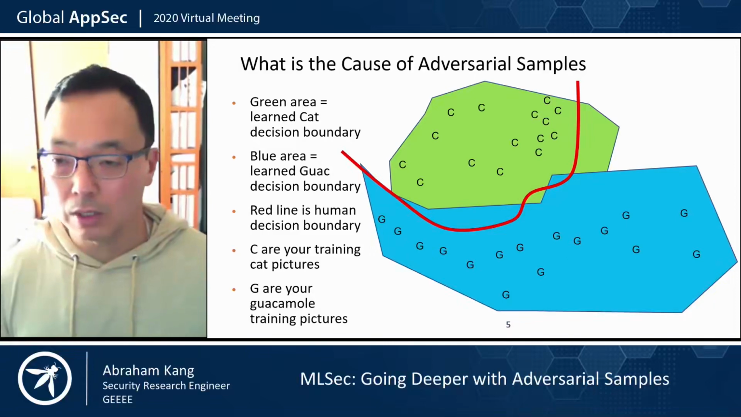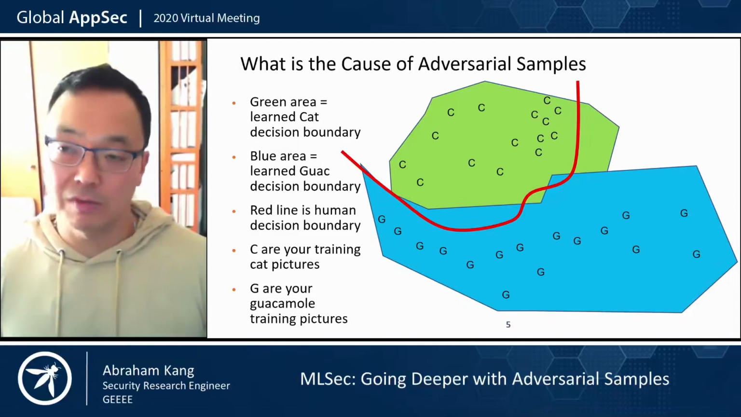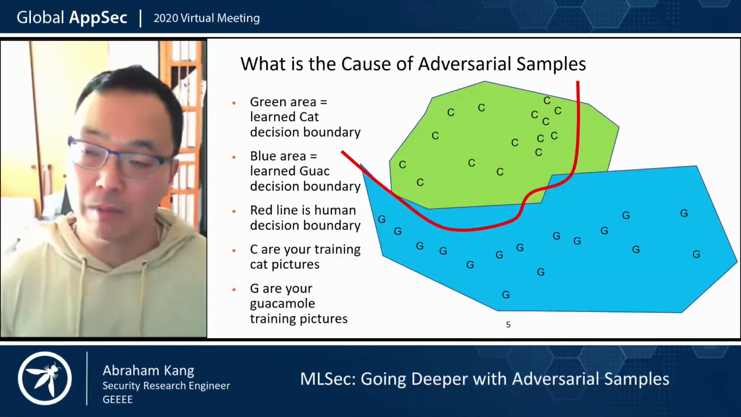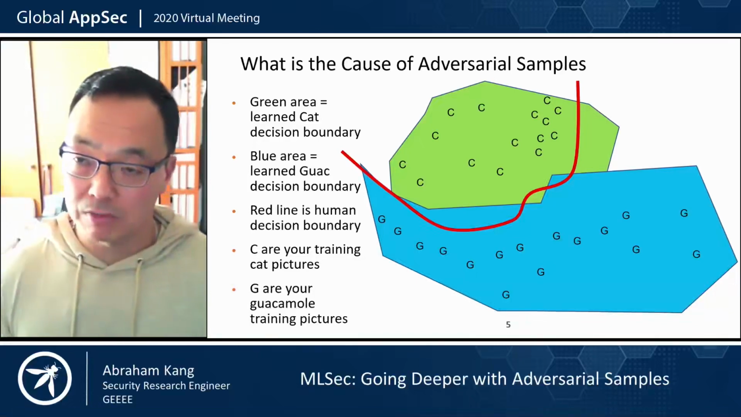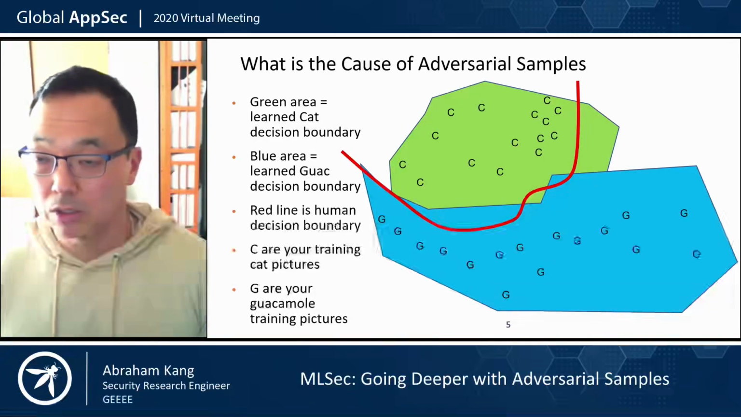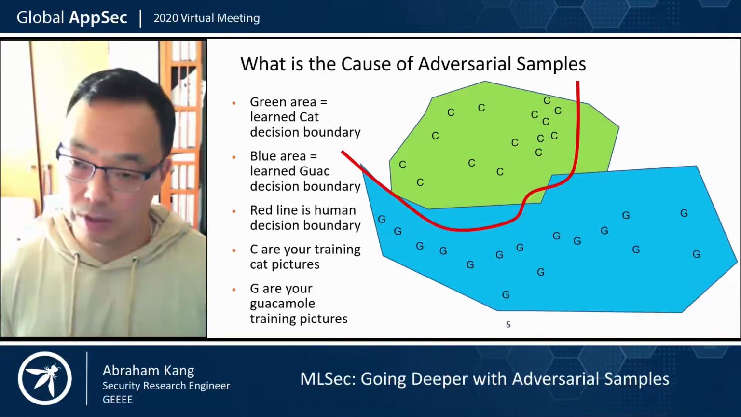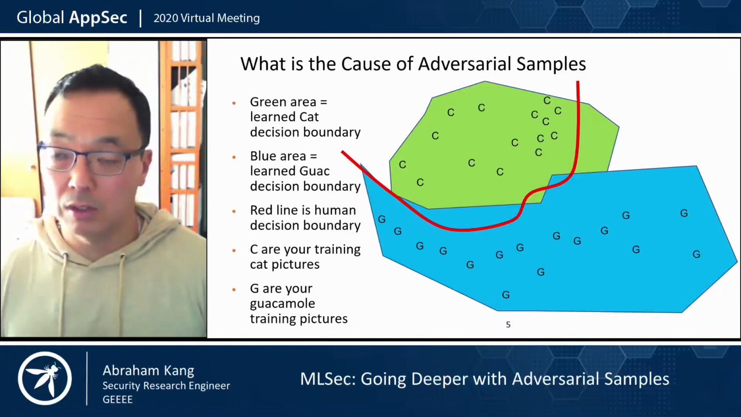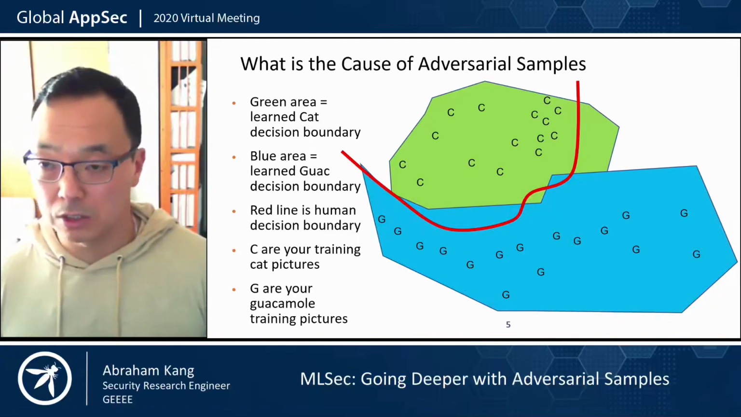So let's take a look at this picture here. This is a very simplified picture of a decision boundary. In that cat picture before, there could be tens of thousands, if not millions of decision boundaries, because each pixel is an input, and that input represents a decision boundary in one of the dimensional spaces.